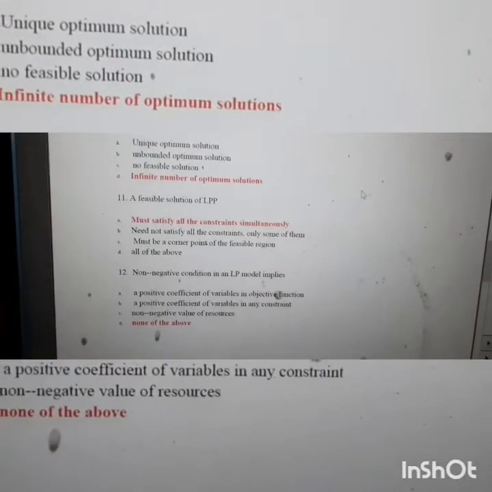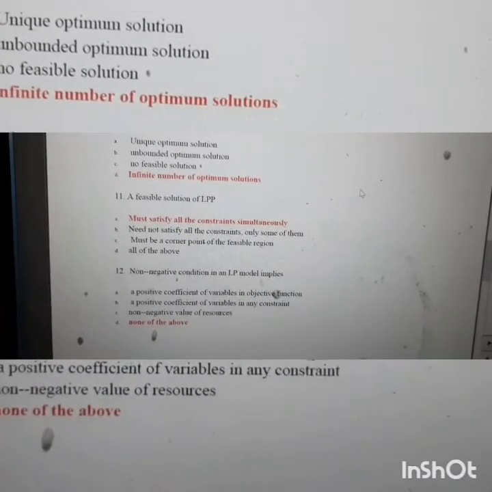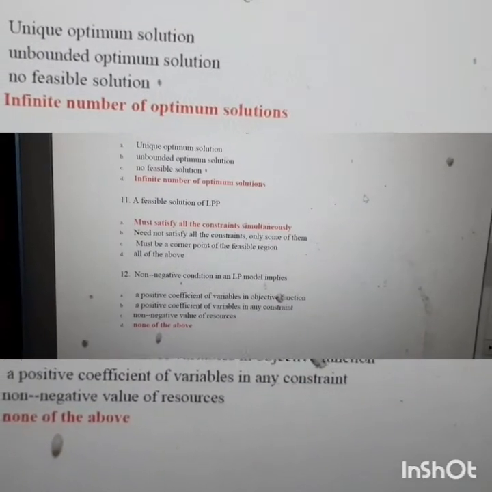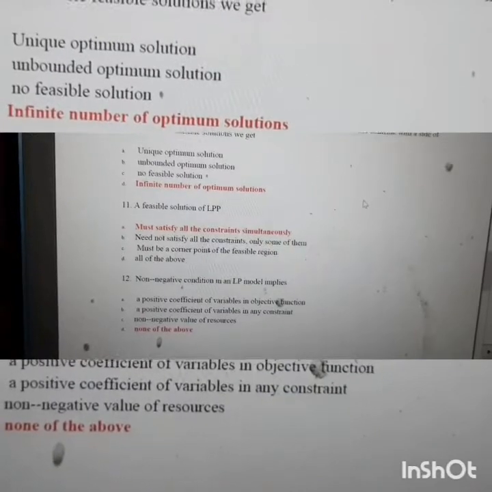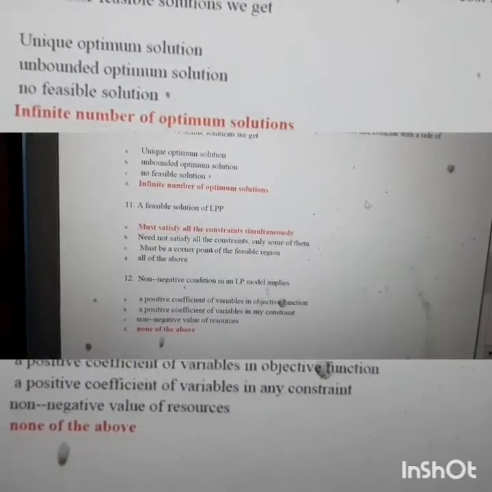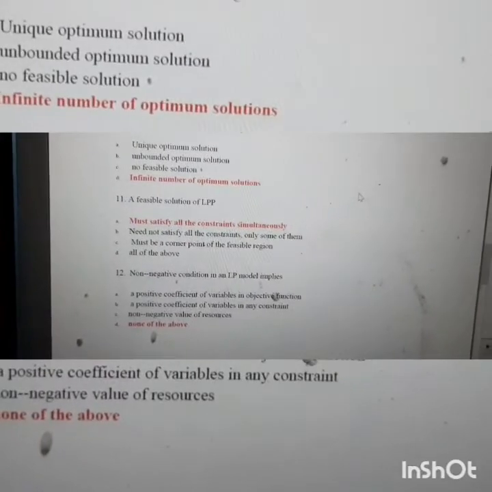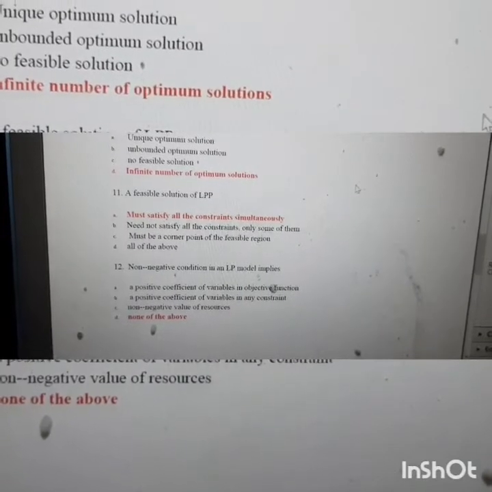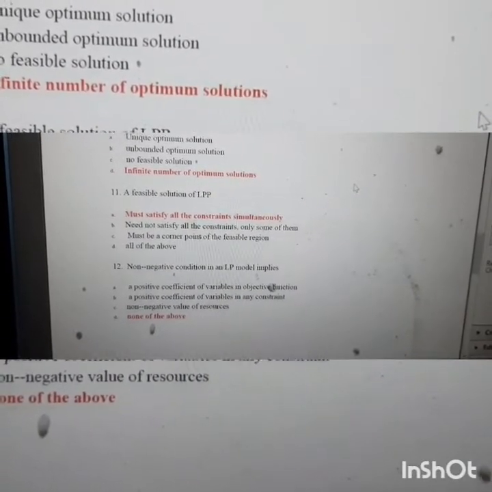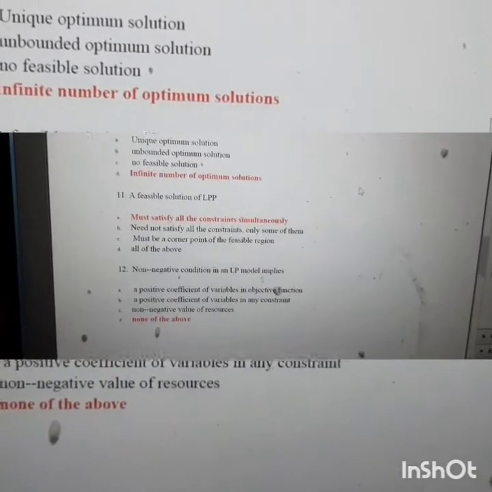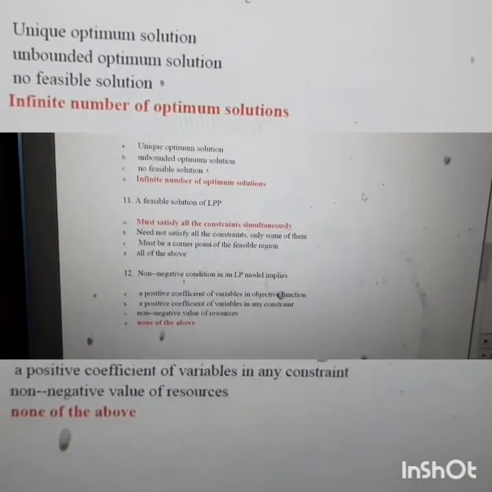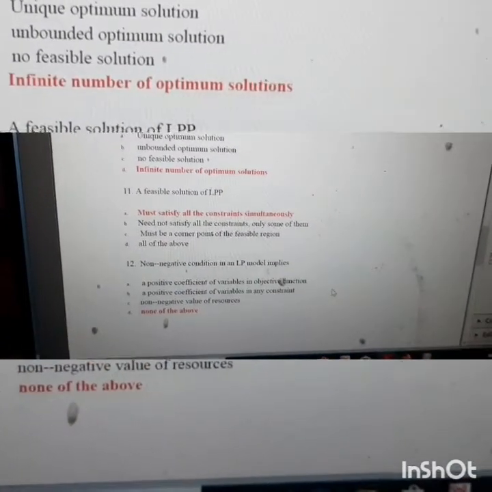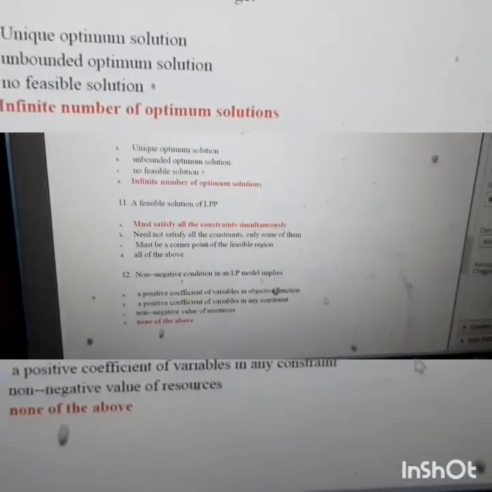Next question is, a feasible solution of LPP must satisfy all the constraints simultaneously, need not satisfy all the constraints, or must be a corner point of the feasible region. The correct option is, a feasible solution of LPP must satisfy all the constraints simultaneously. So the correct option is A. Next question is, what does the non-negative condition of LPP model imply? Options are positive coefficient variables in the objective function, positive coefficient variables in any constraint, non-negative value of resources, none of the above. The non-negative condition means non-negative values of decision variables. This is not in the options, so the correct answer is none of the above.